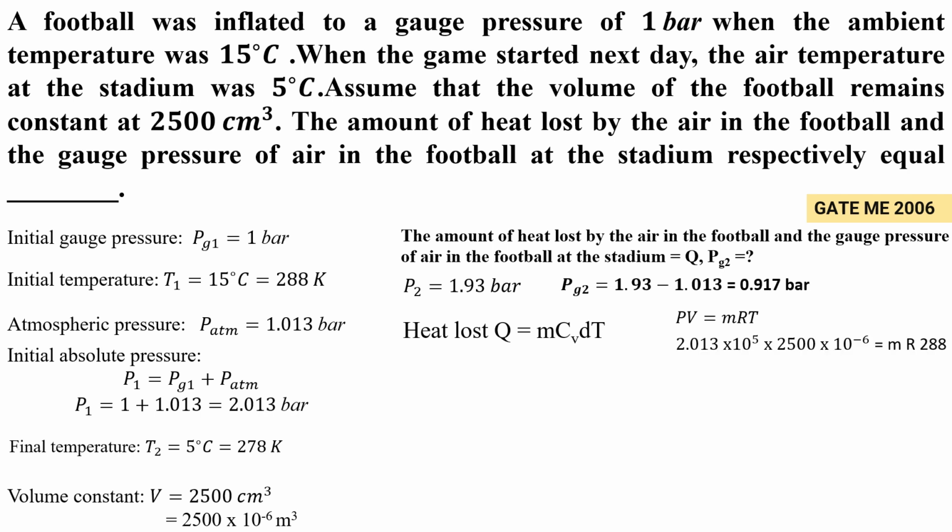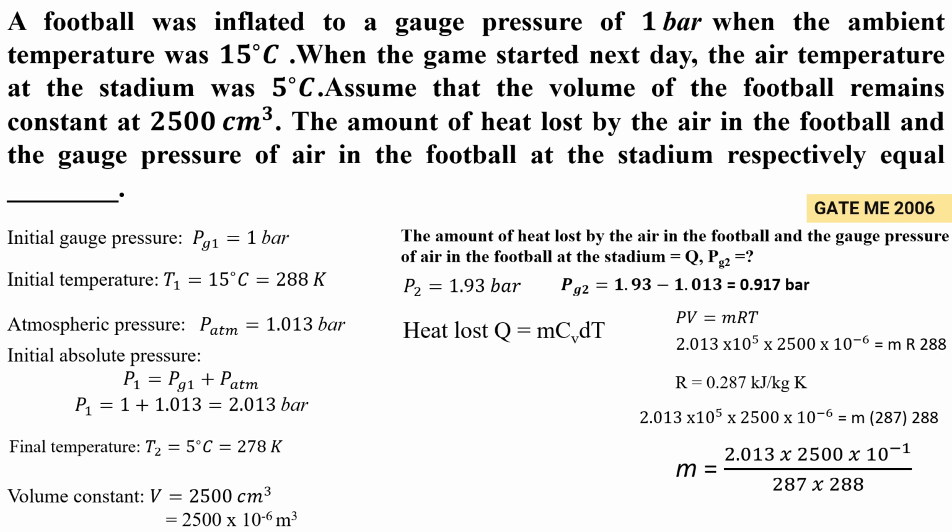So we have to use the initial temperature and the initial absolute pressure. Initial absolute pressure equals 2.013 bar, which is equal to 10 to the power of 5 Newton per meter square, into volume 2500 into 10 to the power minus 6, equal to m R T. The initial temperature is 288, and the R value for air we have to remember: R equals 0.287 kilojoule per kg Kelvin, or 287 joule per kg Kelvin. Substitute the R value.